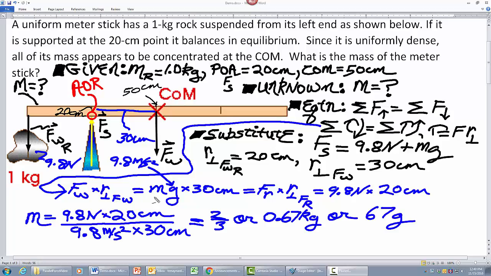We can now algebraically solve for the mass of the meter stick. We get that the mass of the meter stick is 9.8 newtons times 20 centimeters from this side of the equation, divided by the acceleration of gravity, 9.80 meters per second squared, times 30 centimeters. This gives 2/3 or 0.67 kilograms, or 67 grams, to two significant figures. Note that we did not have to change centimeters to meters or standard length units because we were not trying to calculate a force. So we have now solved the problem.